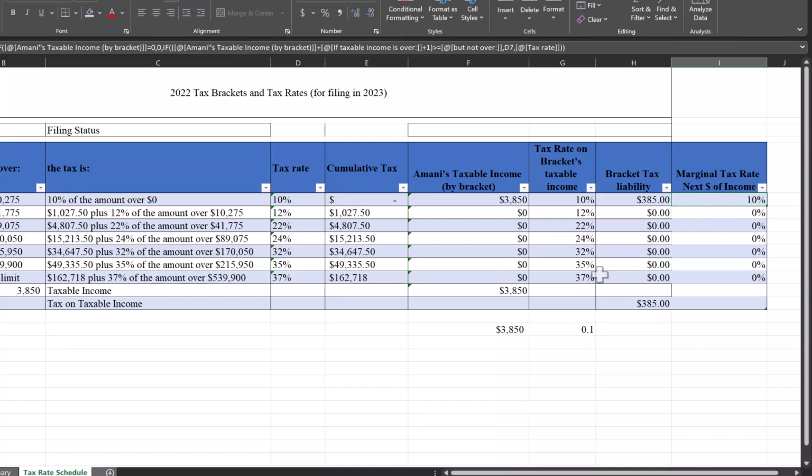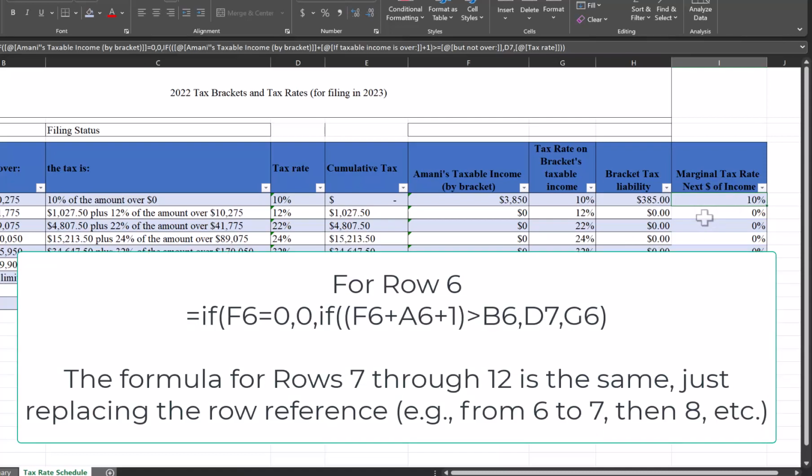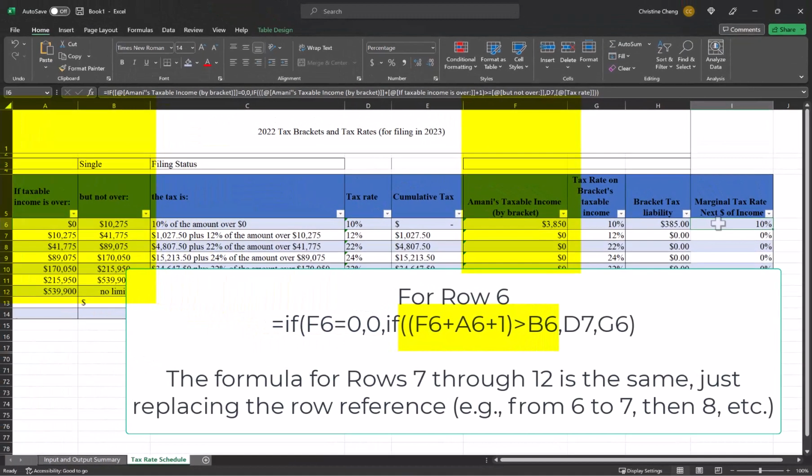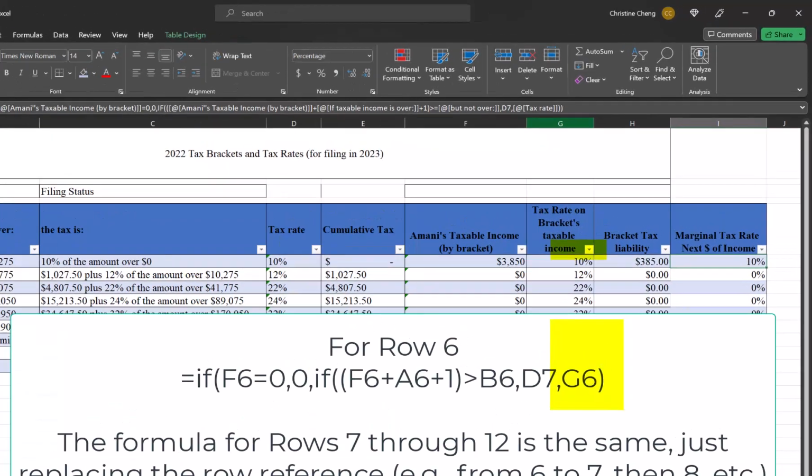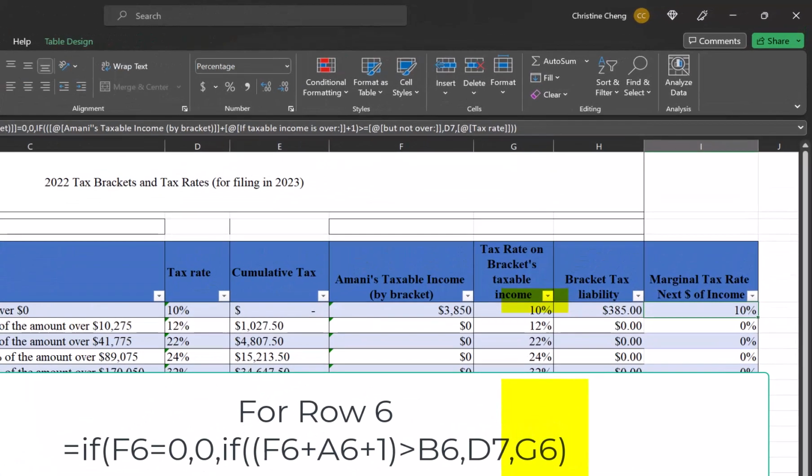Finally, we created a cell which identifies the marginal tax rate. Again, we utilized a conditional formula that would set this equal to 0 whenever there was no value reported in the taxable income column. And otherwise, we'd take the total taxable income, add the additional dollar, and compare it to the bracket maximum. If the value of the taxable income plus the additional dollar exceeds the bracket maximum, then it would pull the next tax rate. Otherwise, it would pull the tax rate on the same line.